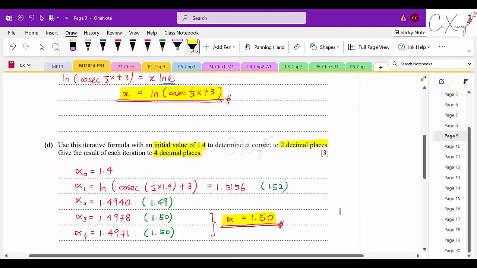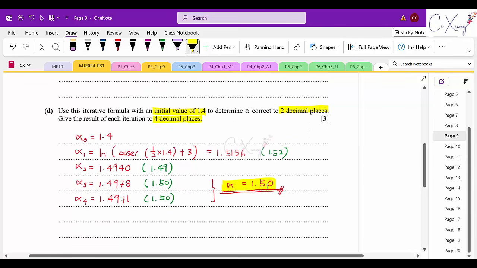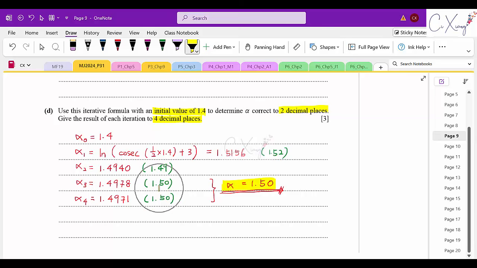Of course, some students may want to try more iterations to make sure the answer is correct. You are allowed to continue a few more iterations to make sure the root is actually 1.50. But from here I can see very clearly that it has repeated twice, right? The value has repeated, therefore you can directly tell them that the root is 1.5.